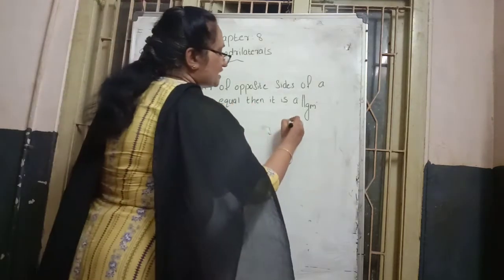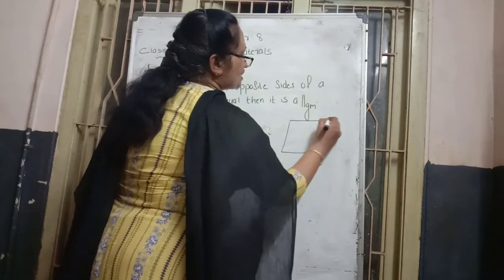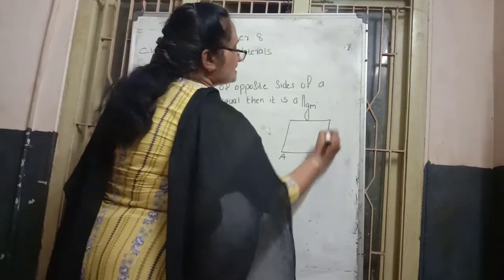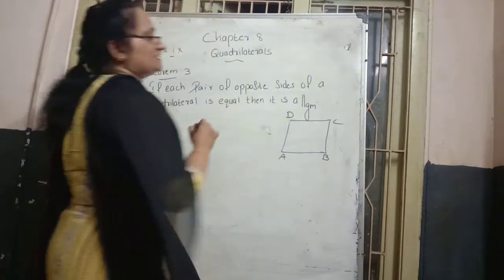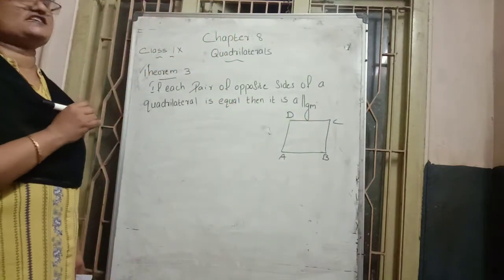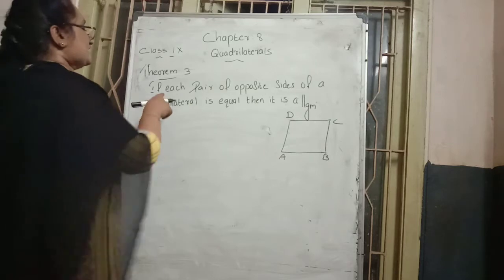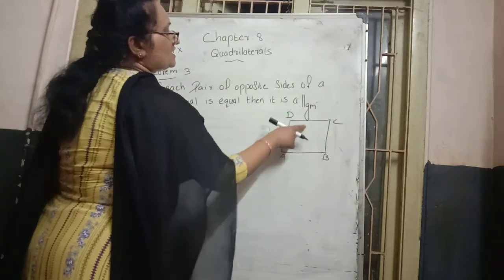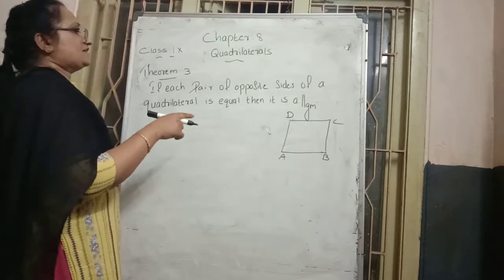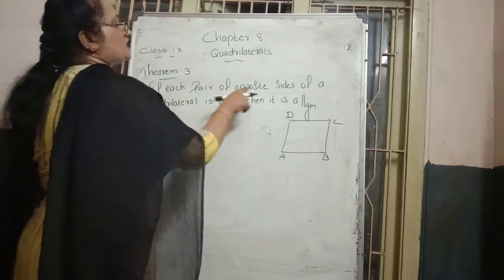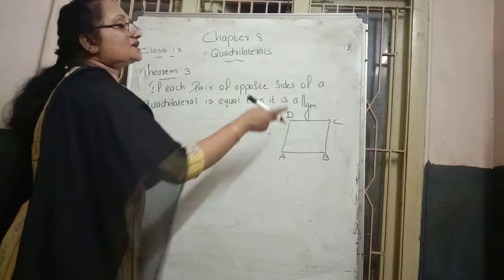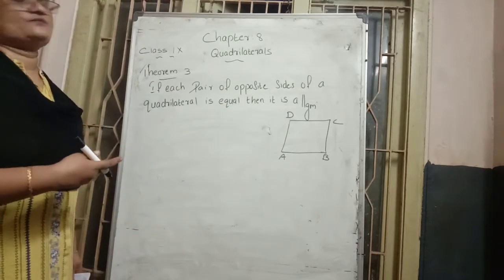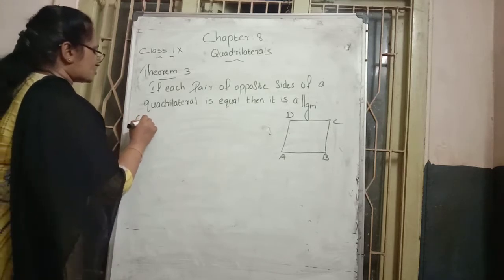For proving, we draw a quadrilateral shape and mark it as A, B, C and D. In this way we mark the diagram. Here they are saying a pair of opposite sides. Which are the opposite sides? AB and DC are opposite sides. Each pair of opposite sides is equal. They have already given that, so we can start with only the given.